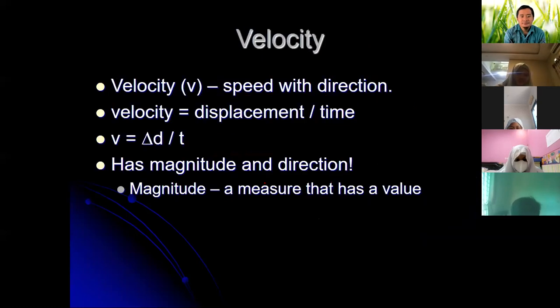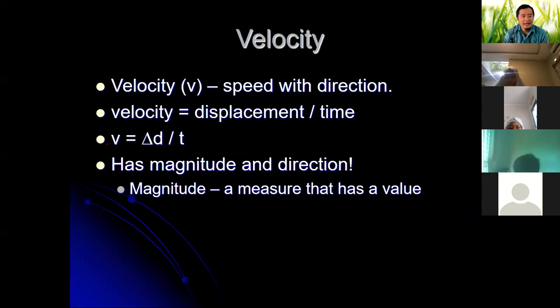Okay. Now we go to velocity. You know that velocity is related to displacement, and displacement must pay attention to the direction. There is a relation with the direction. Okay.